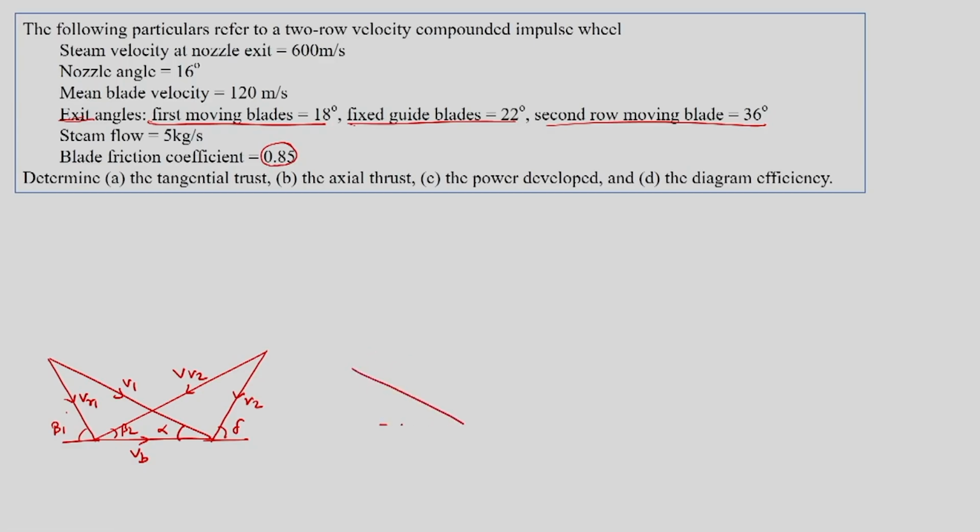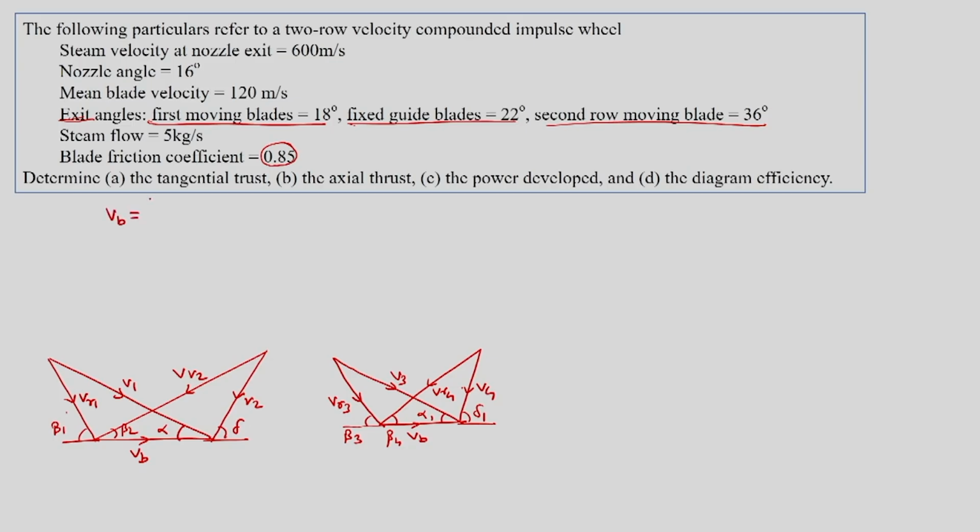VB will be the same. So, this is VB and this is V3, this is VR3. So, this is alpha 1, now this is beta 3, this is beta 4, this is the angle at the outlet, we will say it as delta 1. This is VR4 and this is V4. Knowing this, we can work out the example.